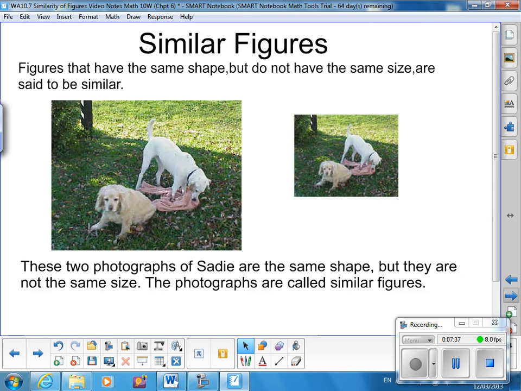Similar figures have to have the same shape, but don't have to be the same size. So photos are a very good example of similar figures. You could have a photo that's bigger or a photo that is smaller, and they are called similar figures.